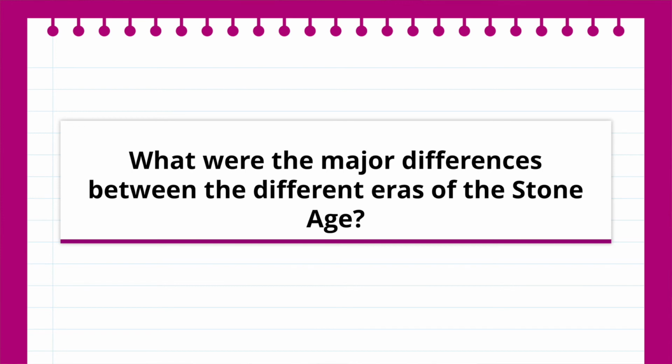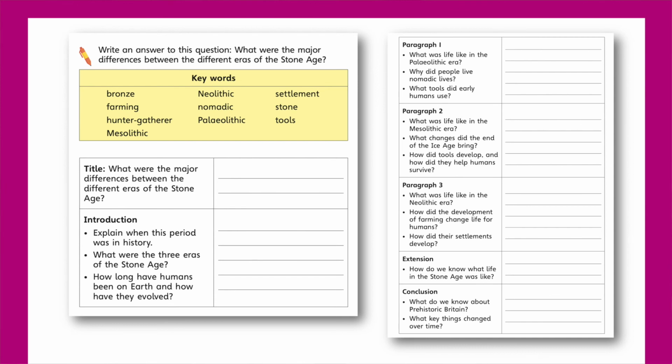And the final lesson, lesson 6, asks pupils, what were the major differences between the different eras of the Stone Age? This extended written response gives pupils a chance to consolidate their knowledge of the period, whilst also engaging in the second order concept of change over time.